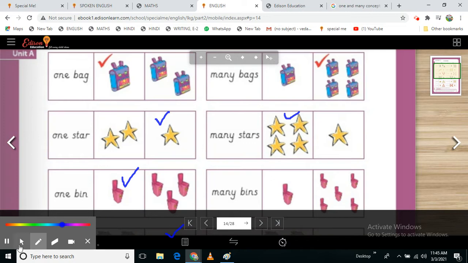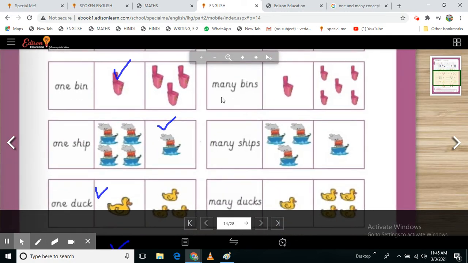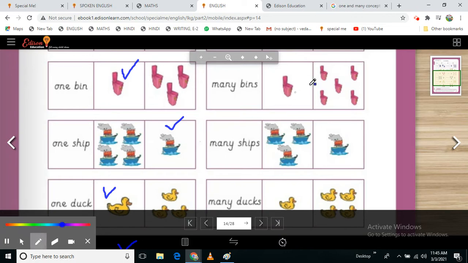Okay, now see, many bins. This is one bin and these are many bins. So you have to tick over here many bins. Now many ships. These are many ships and this is one ship. So you have to tick over many ships, right?